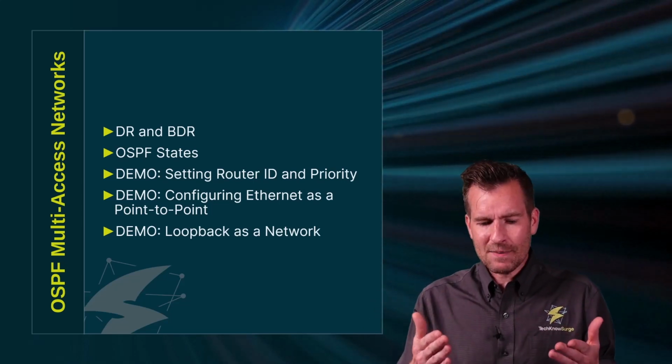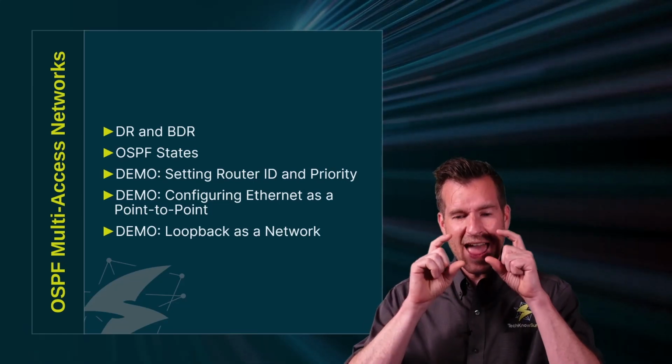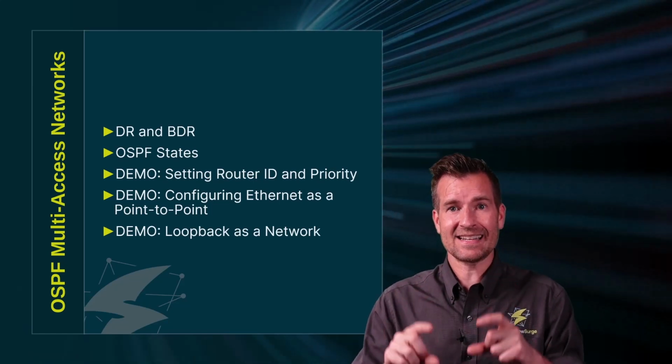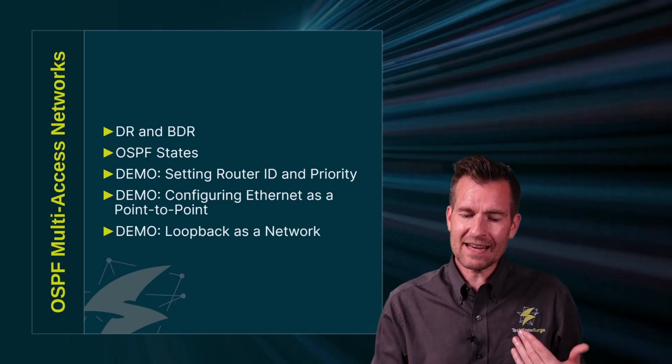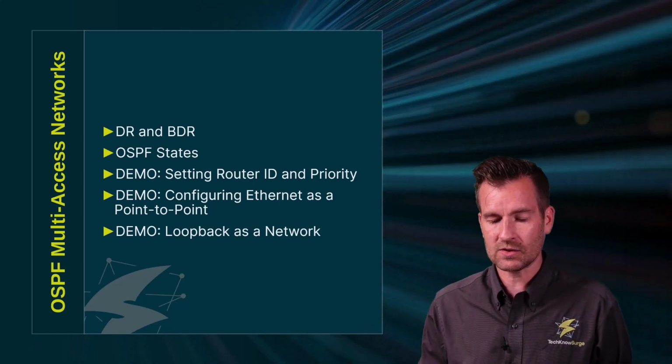Because what's going to happen is they're going to elect a designated router, and what we might want to do is have a specific router as the designated router. So in that case, we may need to adjust the router ID or priority of that router. So we'll take a look at what that looks like.